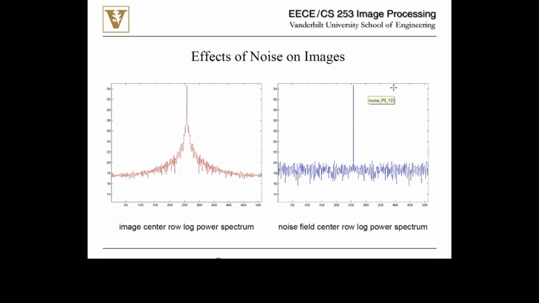Because the mean is not zero. So the mean is different from zero, and what you are seeing there is the mean. At zero frequency in the Fourier spectrum, what you see is the mean of the image. Otherwise, it is relatively flat.